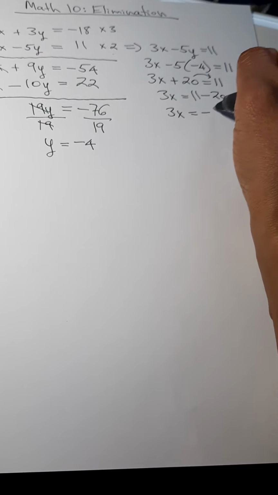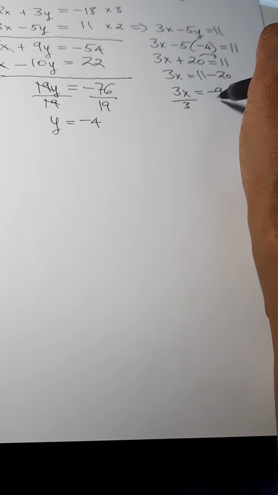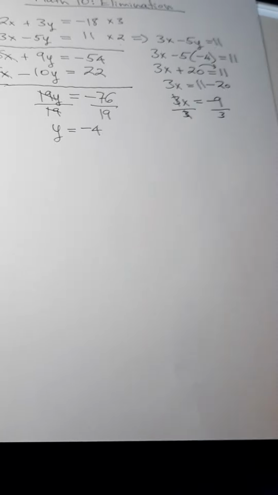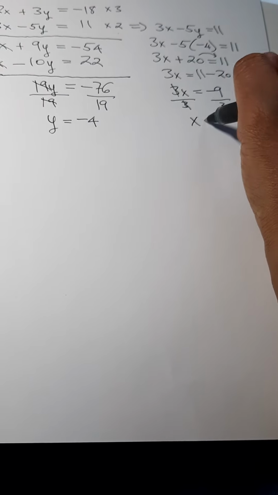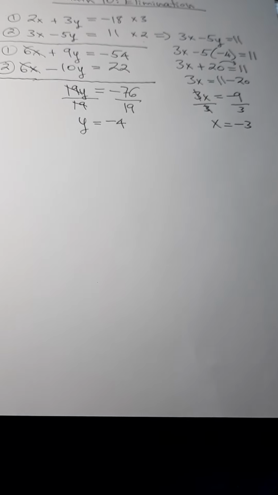So 3x equals negative 9. Okay. And now we're just going to divide it by 3 on both sides. And you see that it cancels out. x is equal to negative 9 divided by 3, which is equal to negative 3.